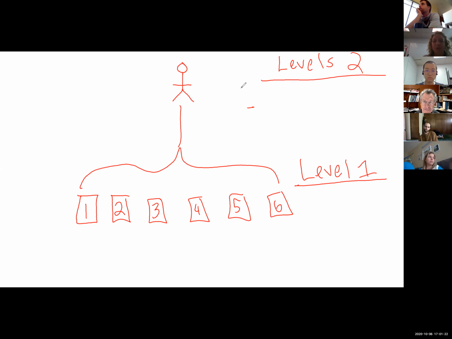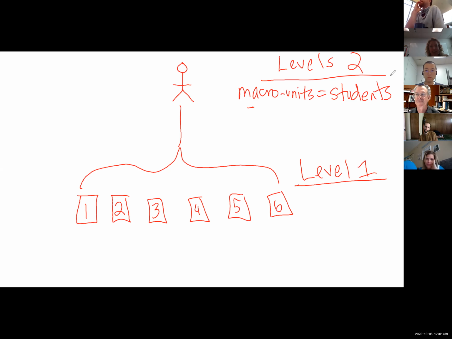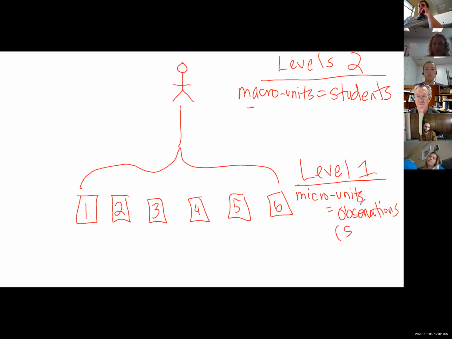So the macro units are students, college students here. What's less obvious is that within each student, we have a set of observations. The micro units are observations, or we could call them semesters.